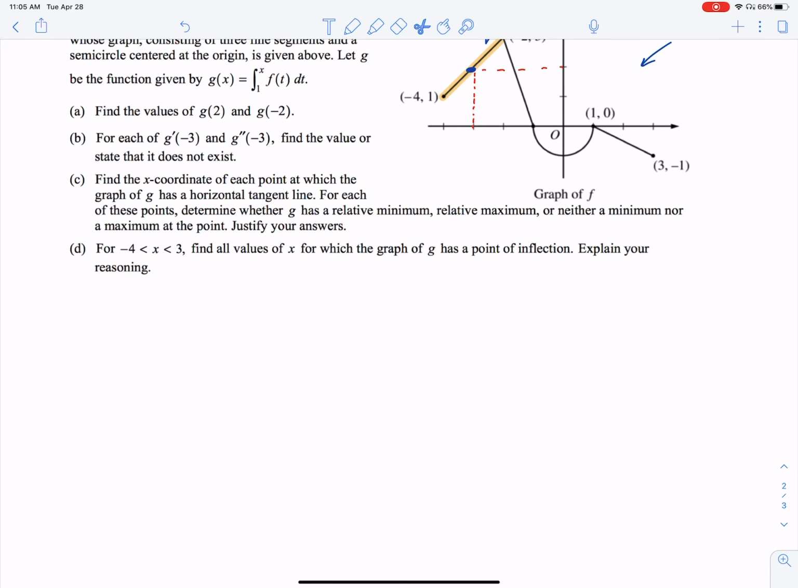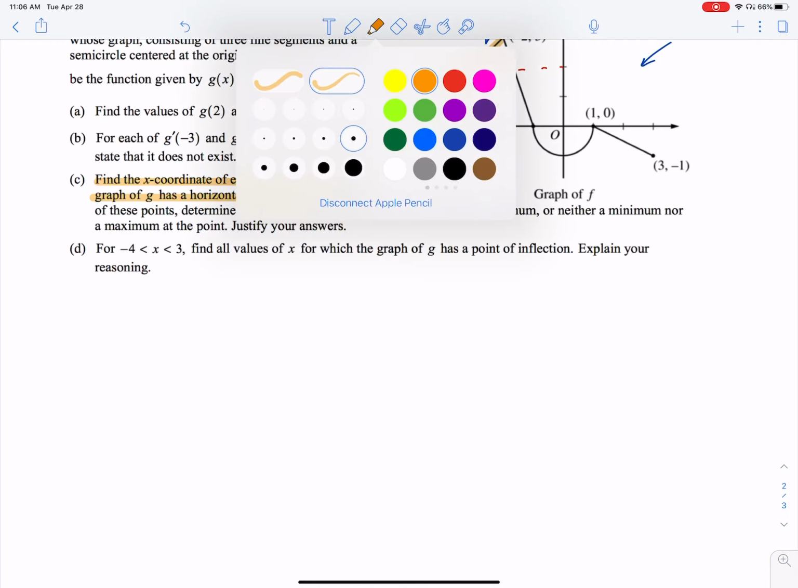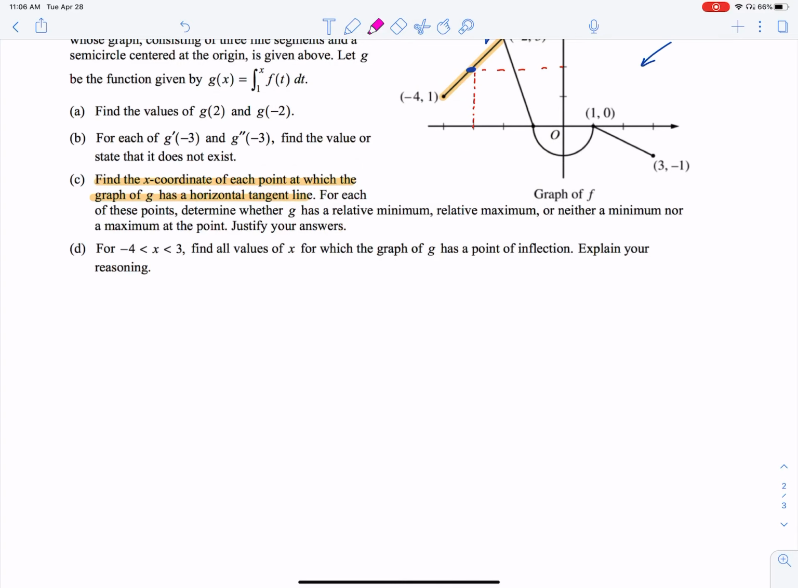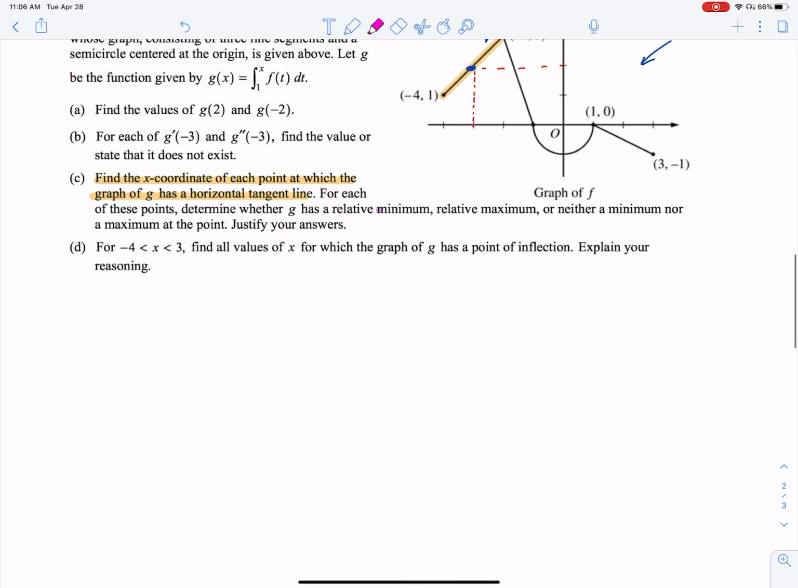Okay, what do we got? Find the x-coordinate at each point at which the graph of g has a horizontal tangent line. Then part 2, for each of these points determine whether it has a relative minimum, relative maximum, or neither. Okay, so there's really 2 questions here. Question 1 is about finding the x values where there are horizontal tangents. The second question is all about minimums and maximums. And then, of course, they do ask us to justify our answer. So let's see what we can do.